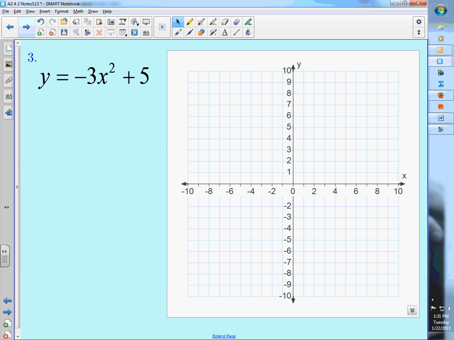So we know that we're going to start at 0, 5, and we're going to be 3 times taller, but we're going down instead of up. So right 2 up 4 becomes right 2 down 12. Which makes it 10.